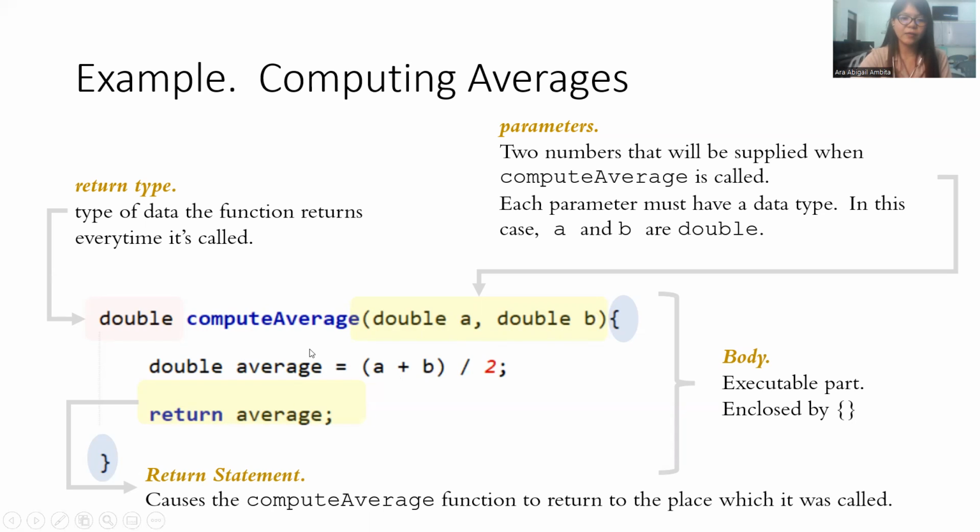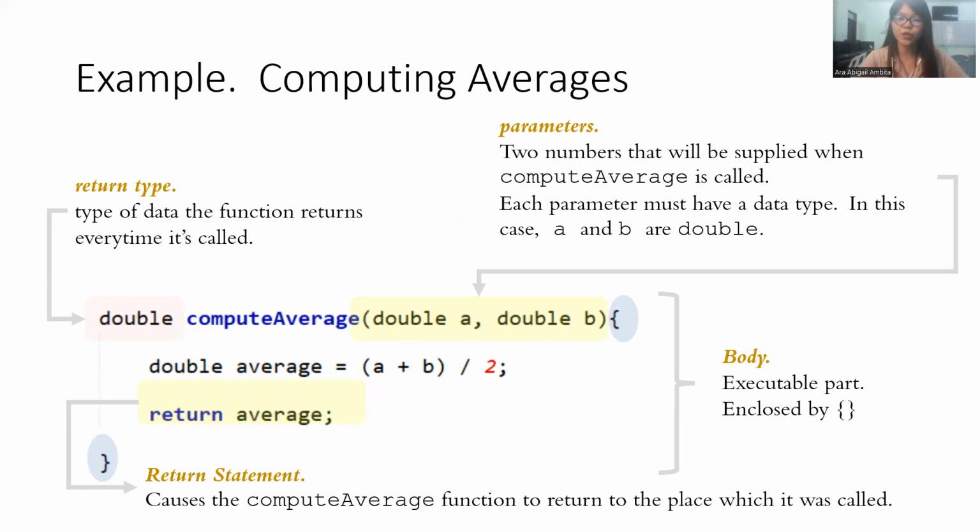Inside the compute average function, we define what that function will do. Let's observe the first line. It is divided into three parts. This part is the return type. The return type is any valid C data type. It's the type of data that the function returns every time it is called. Here, we have specified that it is double. Why is it double? Because you want to compute the average of two double values.